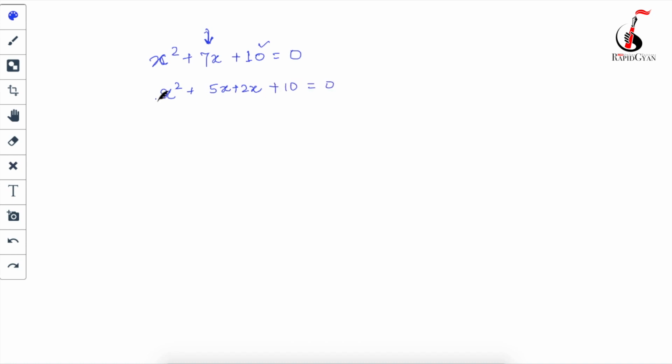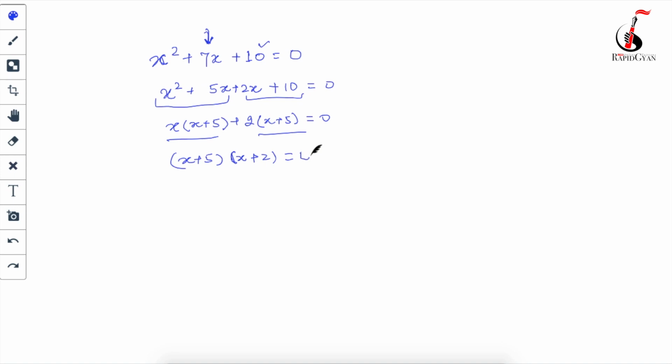After that what will I do? I can take x common from this, so I will get x plus 5, and plus I can take 2 common from this, so I will get x plus 5, which is equal to 0. Now what will I do? From these two I can take x plus 5 common, so what will I get? I will get x plus 2, correct, which is equal to 0. Now tell me one thing, if the product of two numbers is equal to 0, it means one of the numbers will be 0.